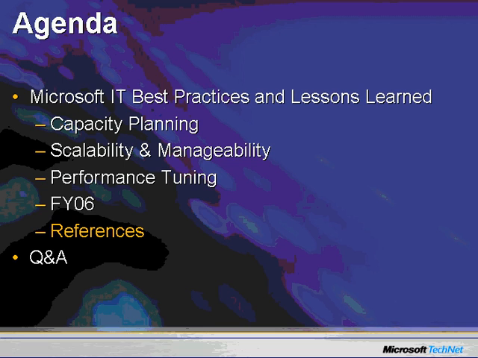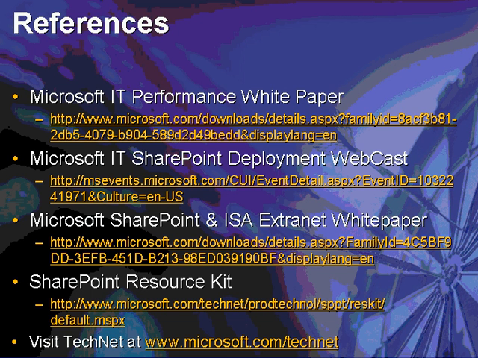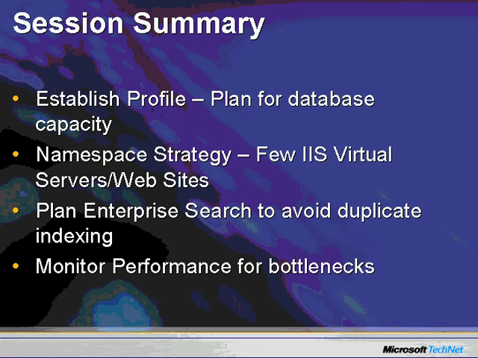So let me give you my references, some things I referred to today. That top link, the IT Performance White Paper, was based on an interview where the technical writer basically interviewed me about our environment. It's got a lot of the perf counters and a lot of information about our environment, and delves into other areas that I may not have focused on here. There's a deployment webcast if you're interested in how we deployed our services. There's a great white paper the product group put out around running SharePoint and ISA. The resource kit is a great book, and a number of chapters are online now. And TechNet, of course.